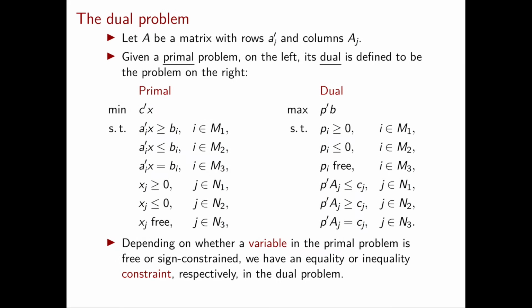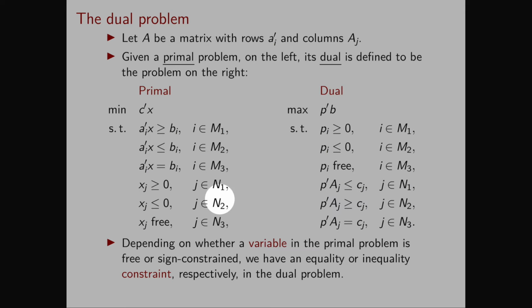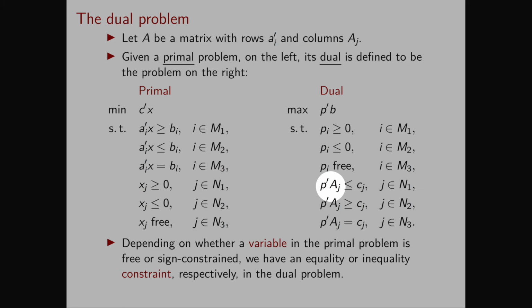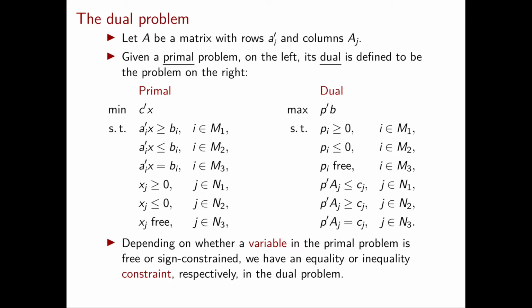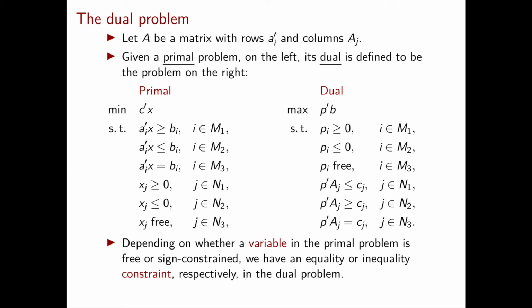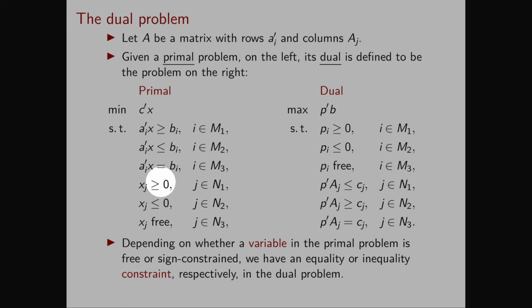Then for every variable in the primal we have a corresponding dual constraint. The left-hand side of all these constraints is always p transpose Aj for variable xj, and the right-hand side is always cj. What changes though is the type of inequality. If the primal variable is non-negative, then the dual constraint is of the form less than or equal to. If the primal variable is non-positive, then the dual constraint is of the form greater than or equal to. Finally, if the primal variable is free, then the dual constraint is an equality constraint.